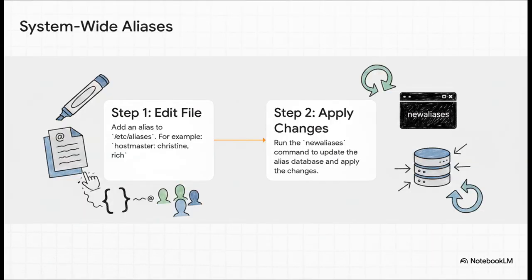Now, for system-wide forwarding, an admin can edit the /etc/aliases file. This is great for creating addresses like hostmaster that send mail to a whole group of people. But, and this is the part everyone forgets, after you save that file, you have to run the newaliases command. If you don't, your changes won't do anything. It's a classic rookie mistake.